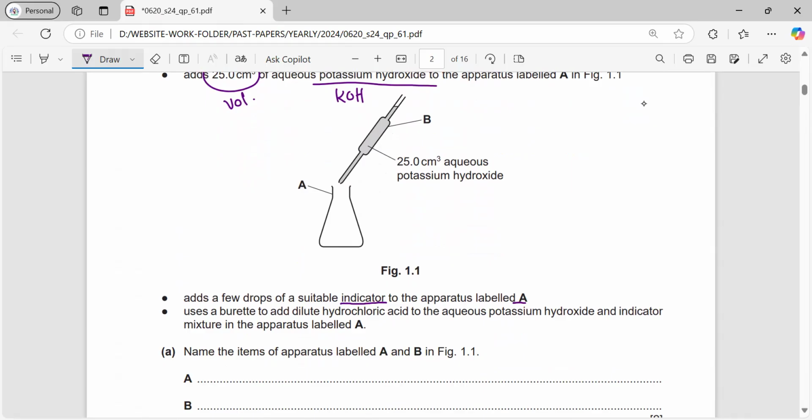Number 2, we will use a burette to add dilute hydrochloric acid to aqueous potassium hydroxide and indicator mixture in the apparatus labeled A. Okay, now the question is, name the items of apparatus labeled A and B. So what is A? It's a conical flask. What is B? It's a pipette. So we'll write it's a volumetric pipette.